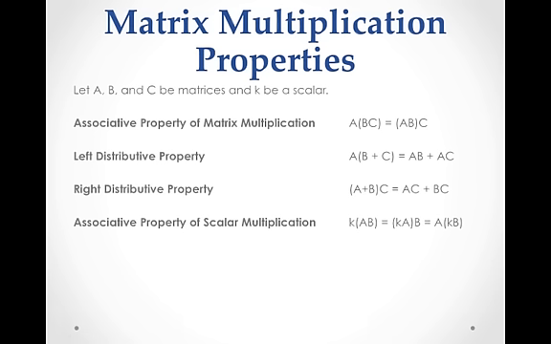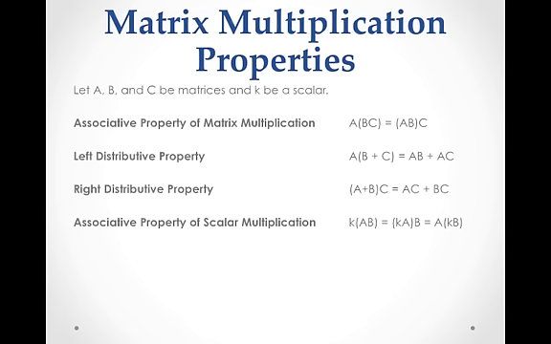All right, there is an associative property of matrix multiplication. A times the product of BC is equal to A times B, that product times C. The left distributive property works. A times B plus C is equal to AB plus AC. The right distributive property works. A plus B times C equals AC plus BC. And the associative property of scalar multiplication works. K times AB is equal to K times A times B is equal to A times KB. But notice we never move anything as far as order goes with the matrix.